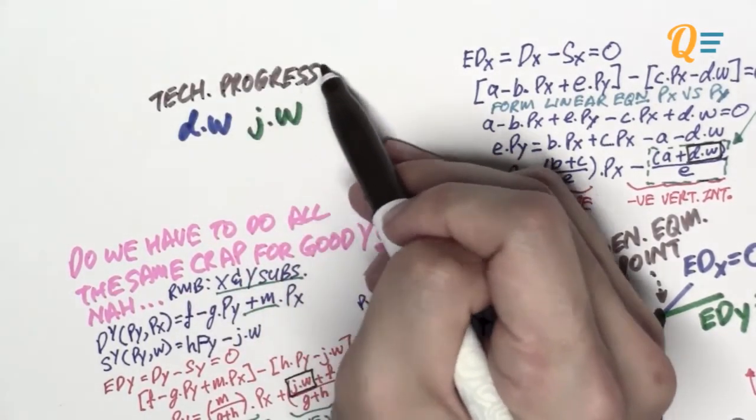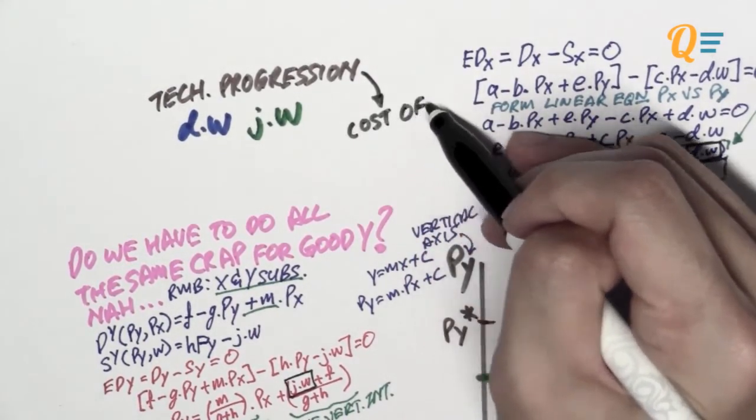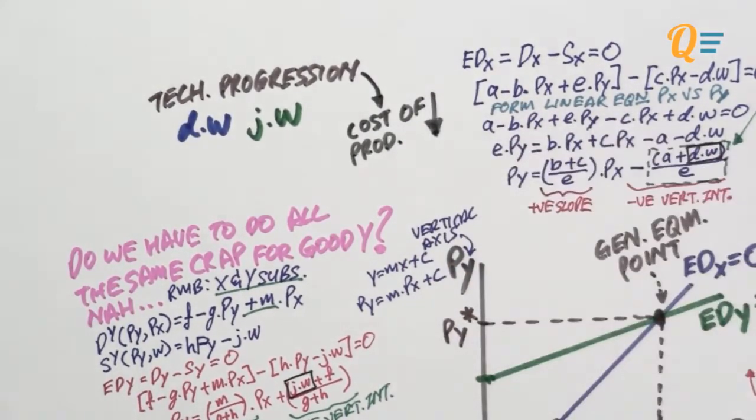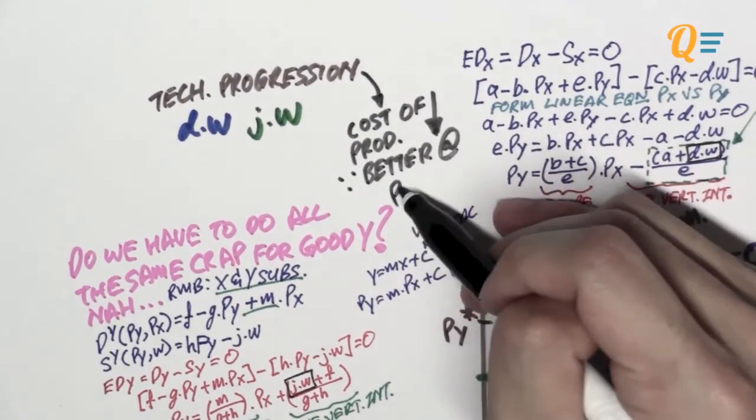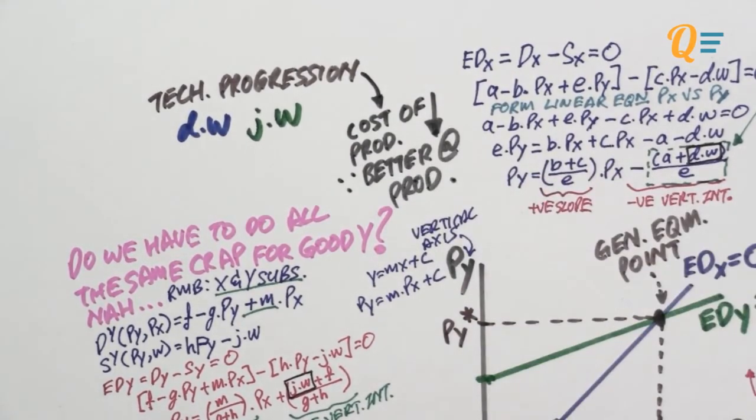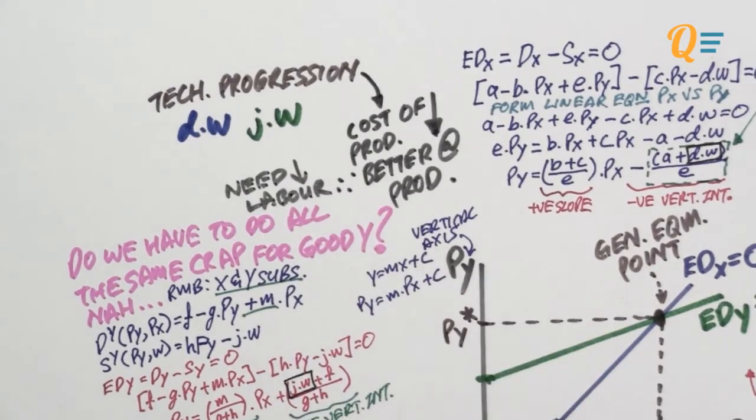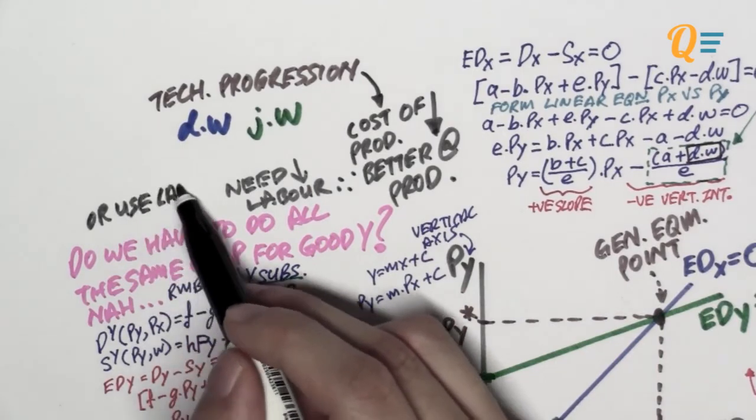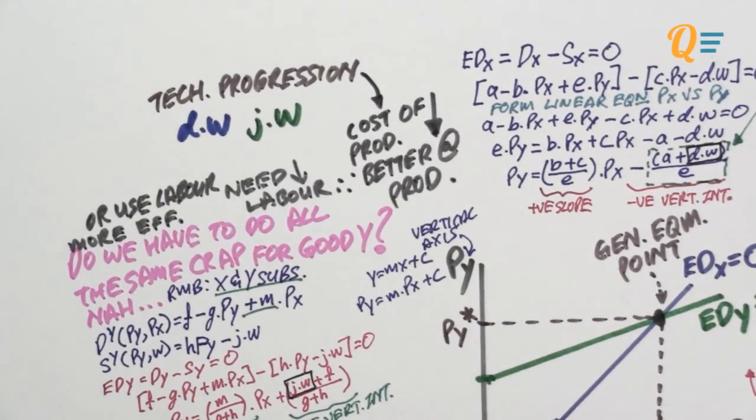Okay, now let's take a look at technological progression. Tech progression here simply means that the cost of production has fallen, right? It's just a fancy name for that. Maybe the cost of production would have fallen because these firms become better at producing these things, so they have lesser wastage, they become more efficient. Maybe the need for labor has decreased, or maybe they use labor in a more efficient manner. So that is tech progression.